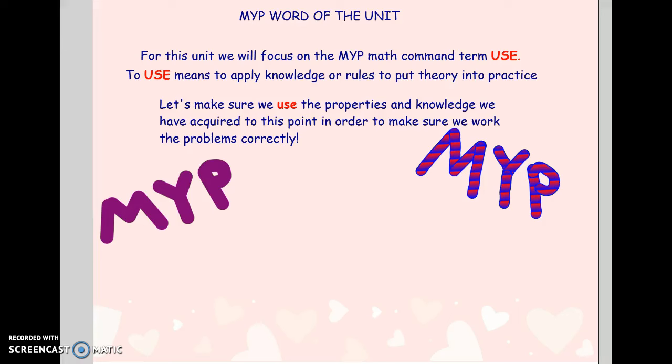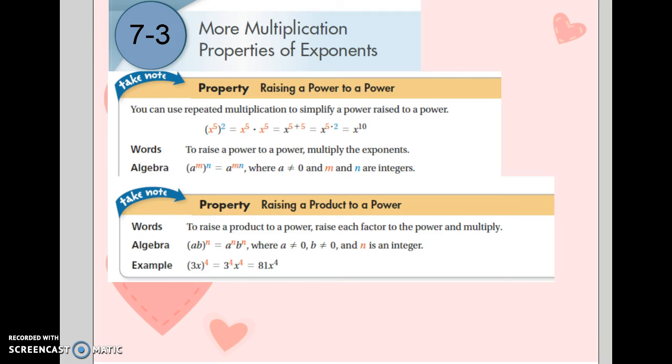Hi everyone, so this is 7.3, more multiplication with exponents, and the MYP word of the unit for this chapter is use, which means to apply knowledge or rules, to put theory into practice, so keep that in mind. So let's look at 7.3. We have two properties that we're looking at.